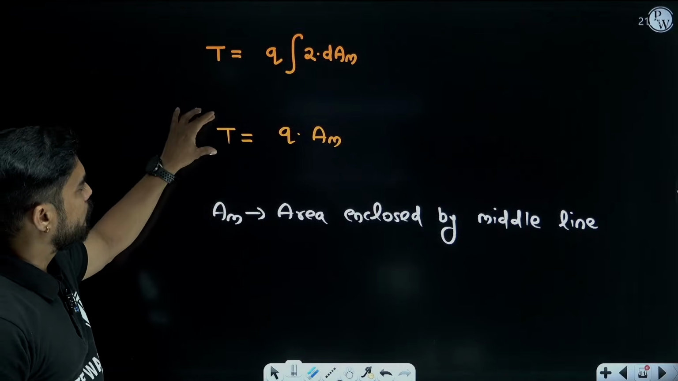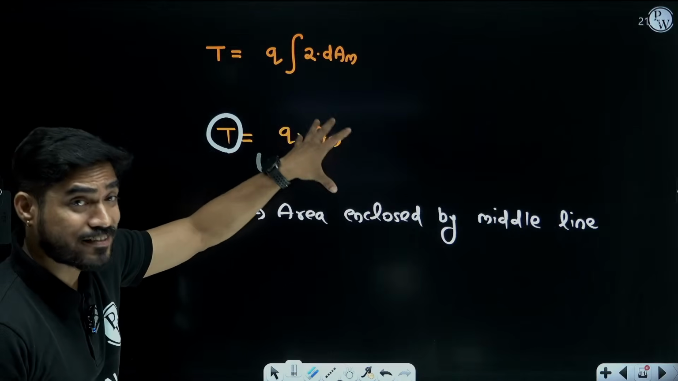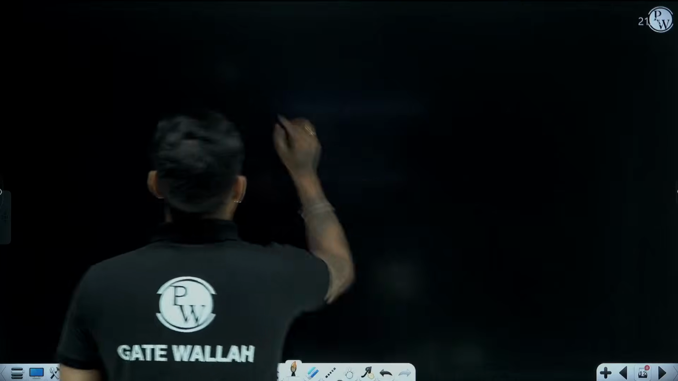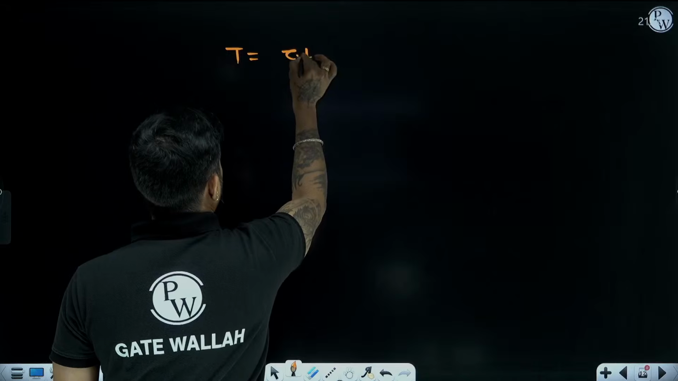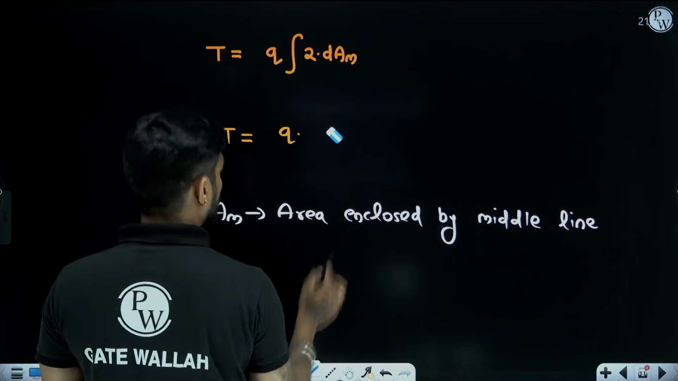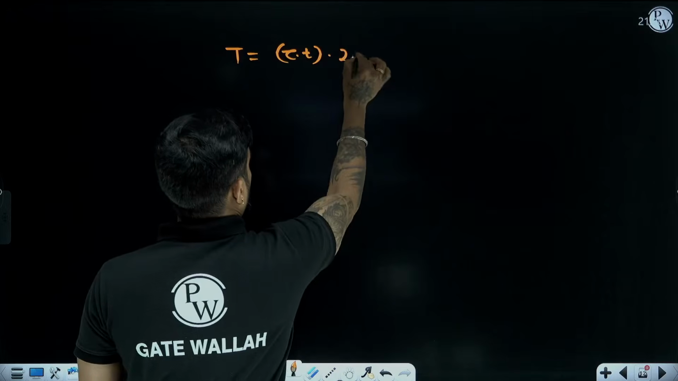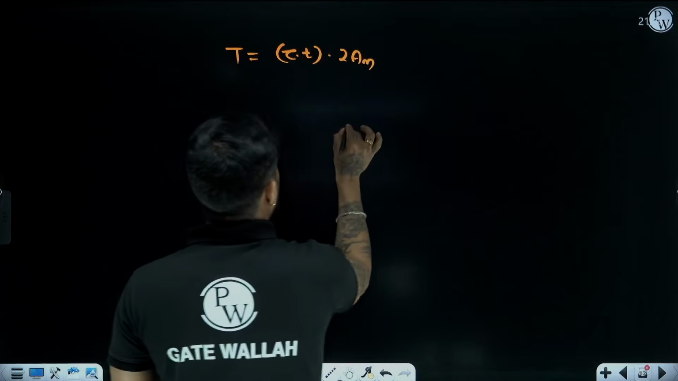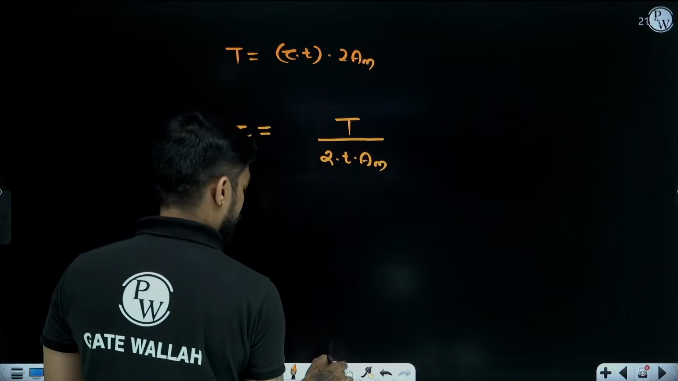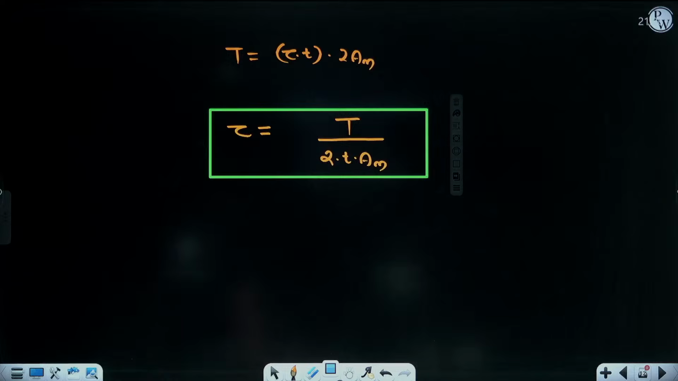So this will give you the equation between torque and the shear flow, but we need the equation for shear stress. So q can be written as tau into t, right? So T will be equal to tau into t into 2Am. So from here, tau can be written as T upon 2 into t into Am. This will give you the equation of shear stress tau.